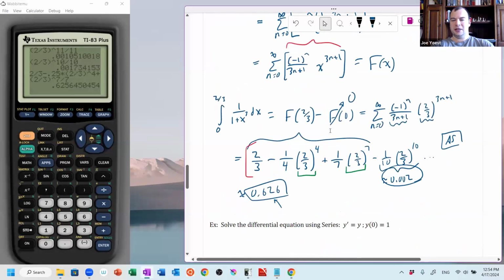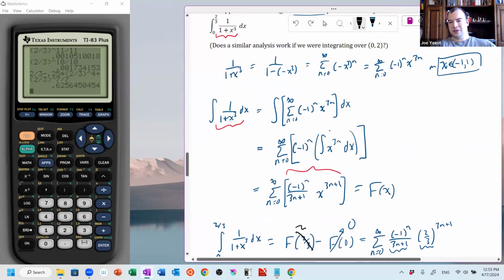Could I just come down here and put a 2 in here and do the same analysis like I did here? Well, the answer is no. On one hand, we see that the 2 and 2 to the fourth and 2 to the seventh are going to overwhelm this denominator, and our terms aren't even going to go to 0.